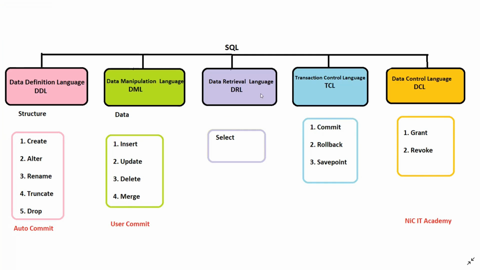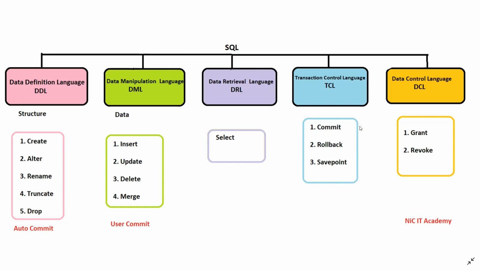Then the select operation is DRL, you know, right? Selecting the data from the table. It will only select, it will not modify any data. The fourth one is transaction control. It's TCL. We have three different commands called commit, rollback, savepoint. I will tell you what these are.